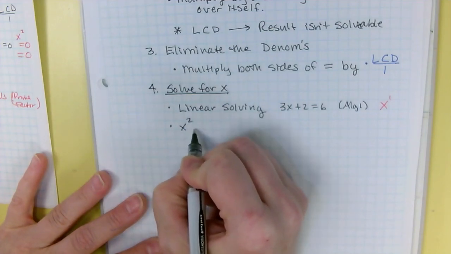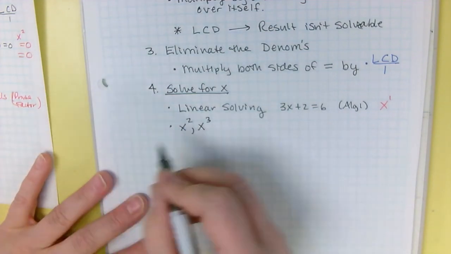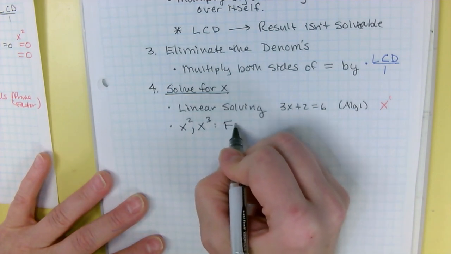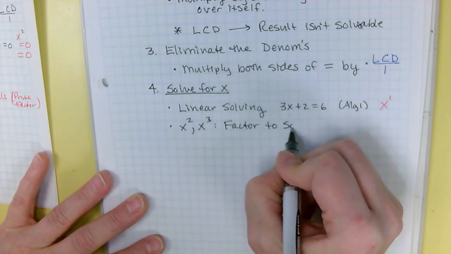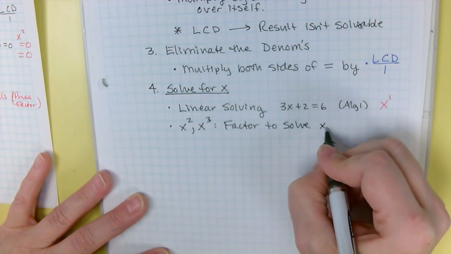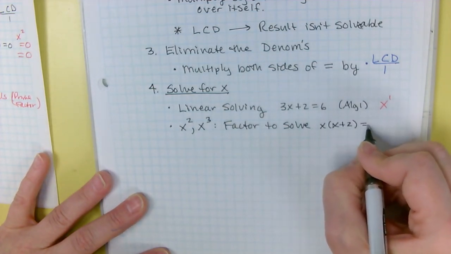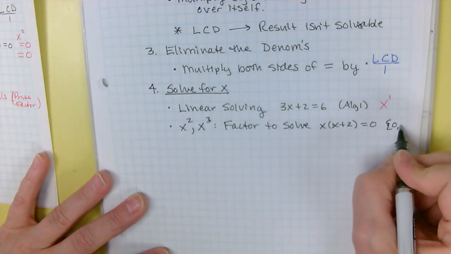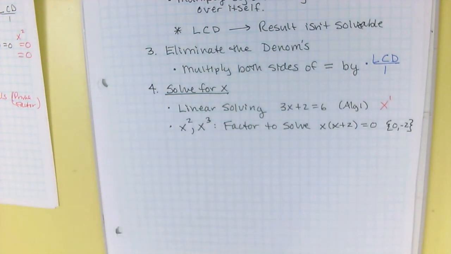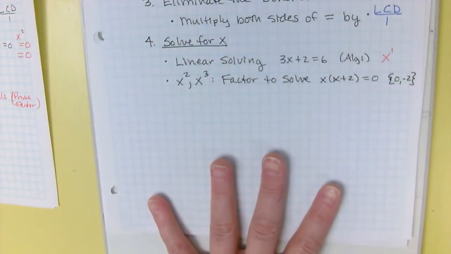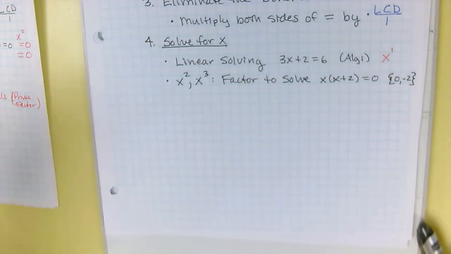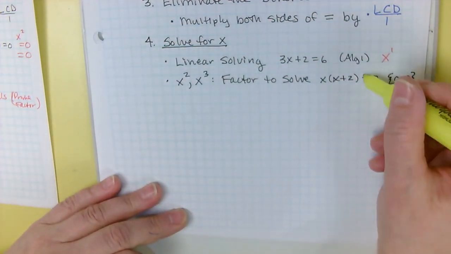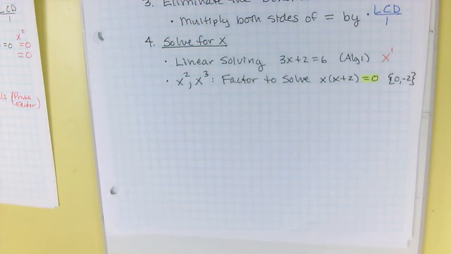If you have an x squared or an x cubed or anything higher than that, you're going to factor to solve. That's where you end up with something like x times x plus 2 equals 0, and you end up with multiple answers, in this case 0 and -2. So if you have a higher order of x, that's how you're going to do it. You're going to factor to solve and make sure you make it equal to 0, zero product property, and then you solve. We've been practicing that, just not all together.